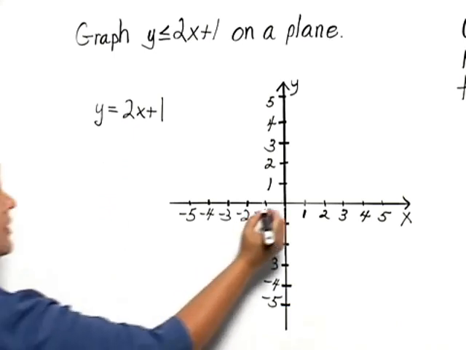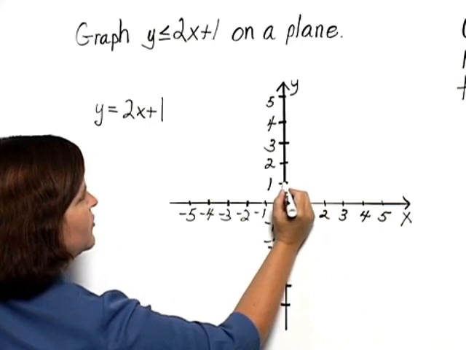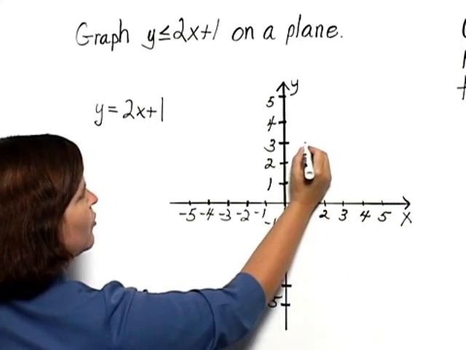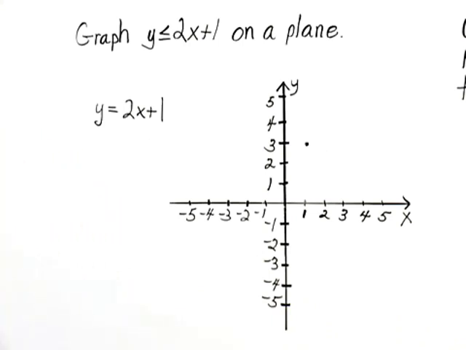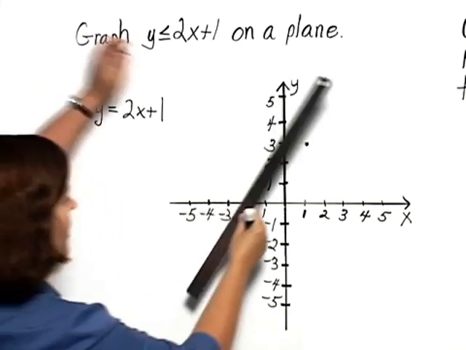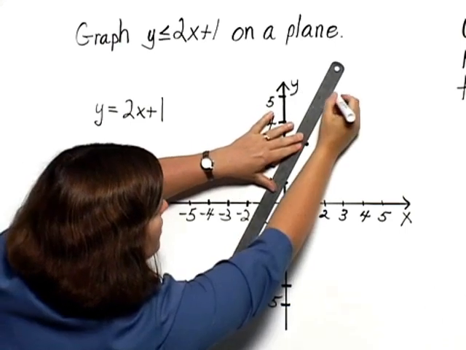So we mark a y-intercept of 1, and we count off a slope of 2, up 2 over 1, and we draw our line. And again, we're going to draw it solid. This is the graph of the boundary line.